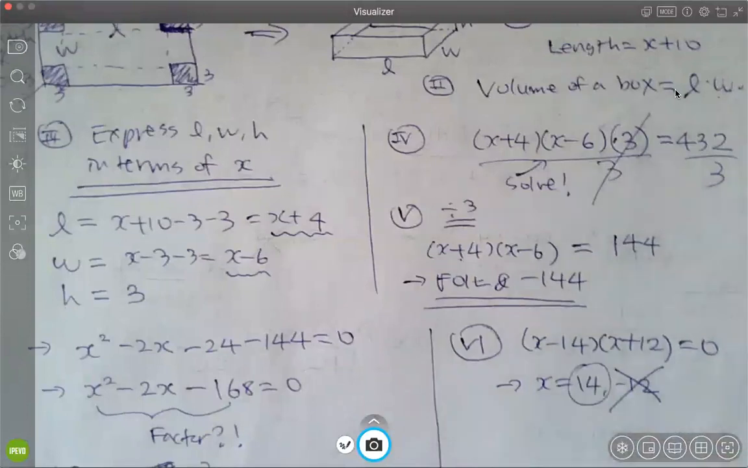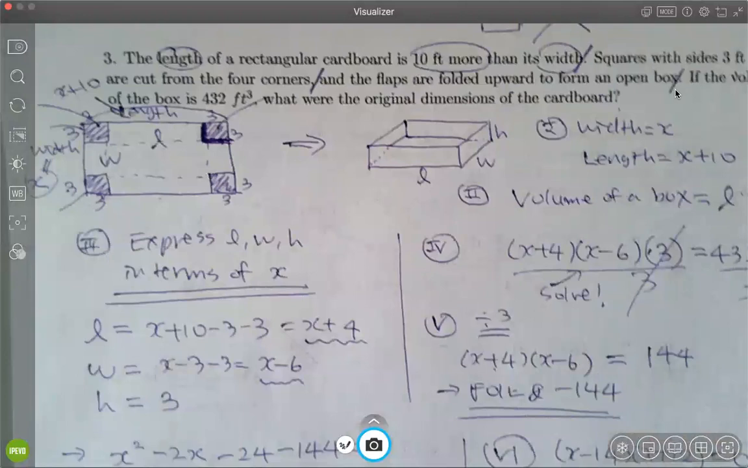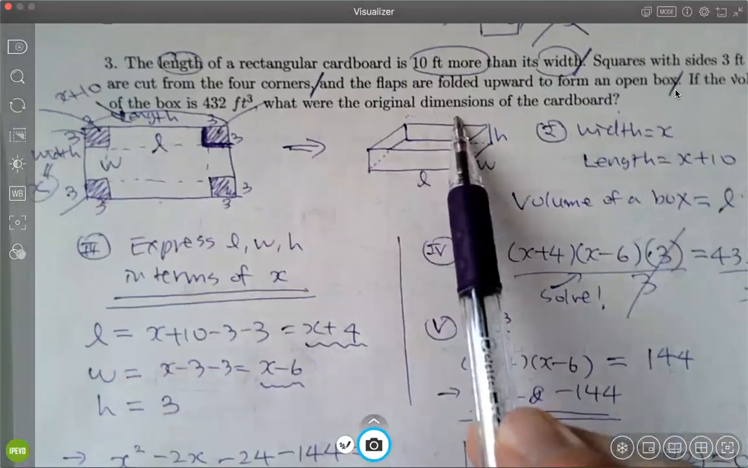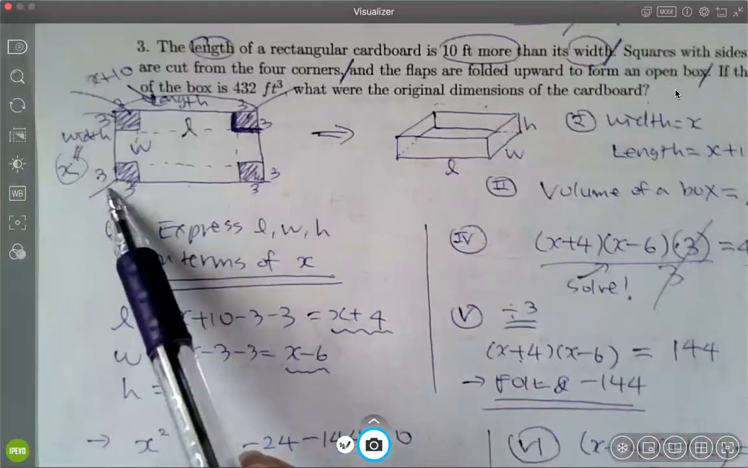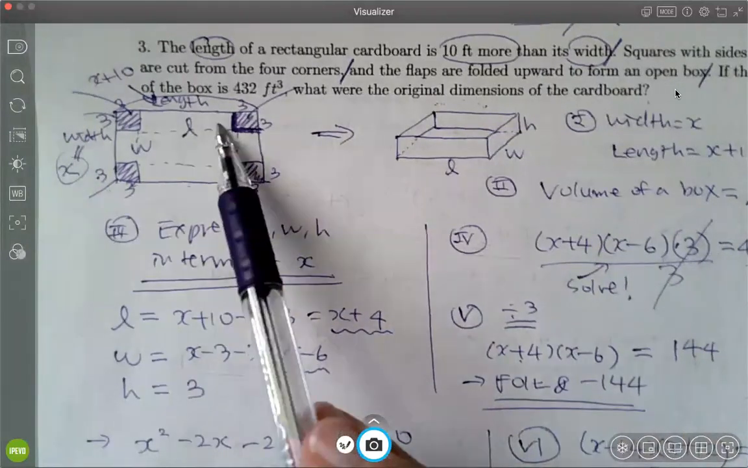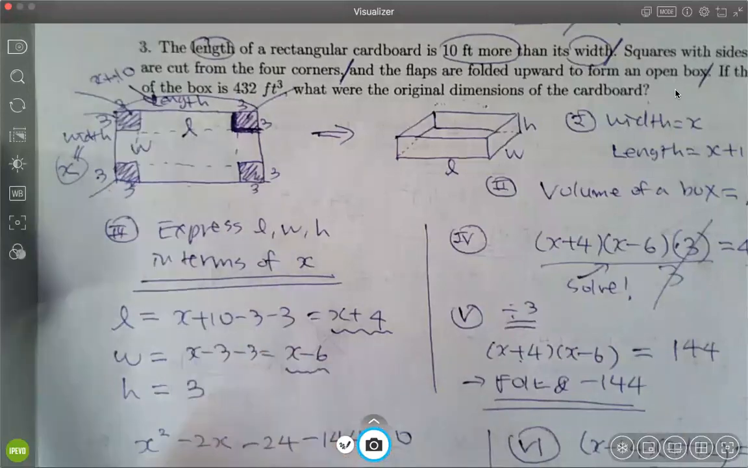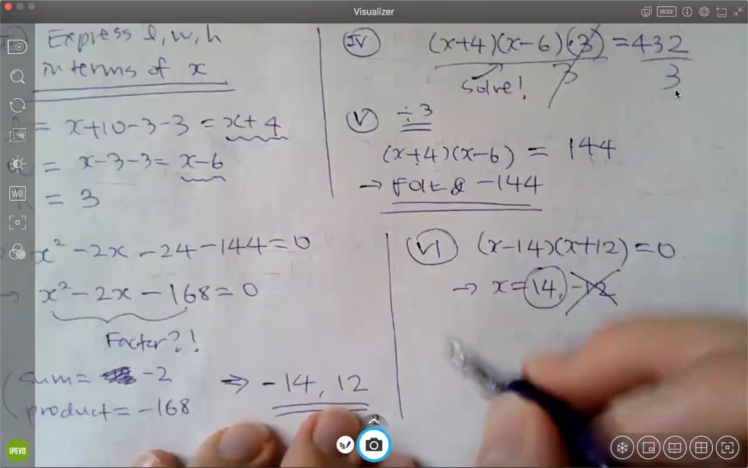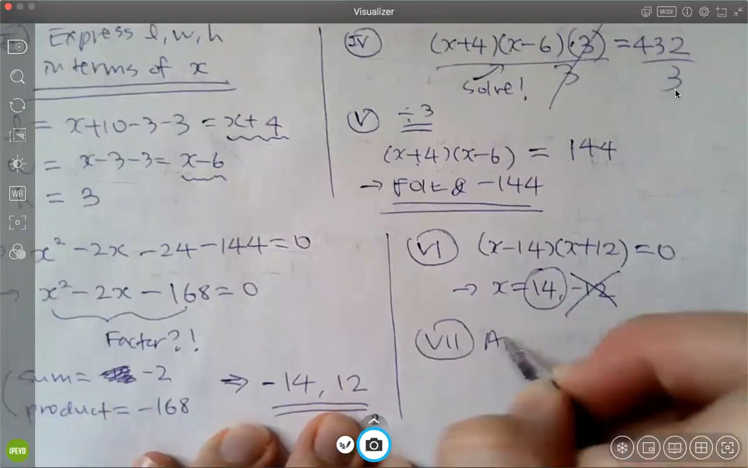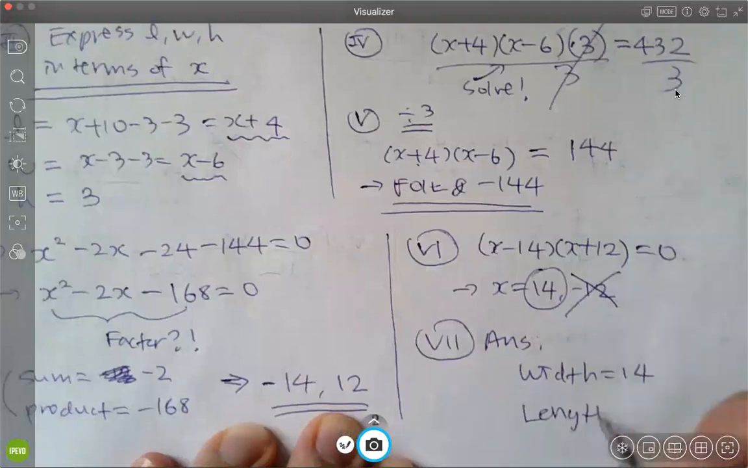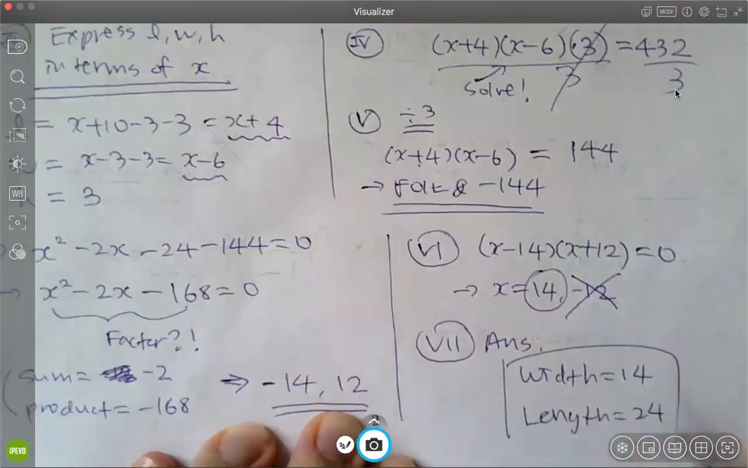Now, are we done at this point? No. What do we have to do? So find the original dimensions was the original problem. So 14 is the width. So what's the length? 24, right? X plus 10. Okay, so here the answer is width 14, length 24. Okay, so that is the answer.